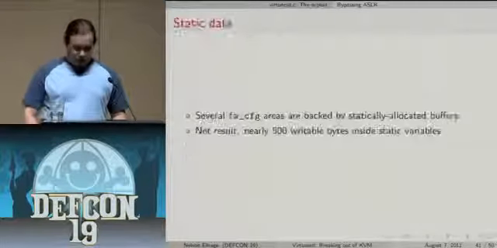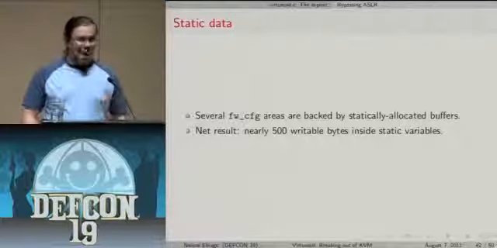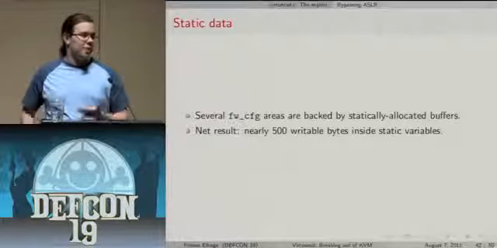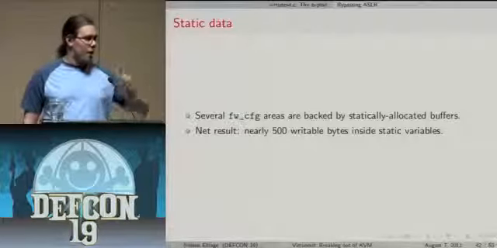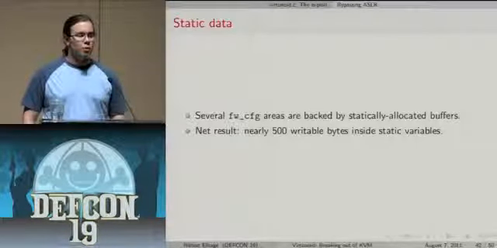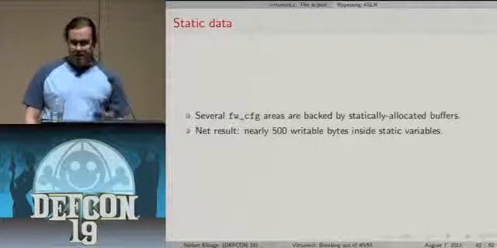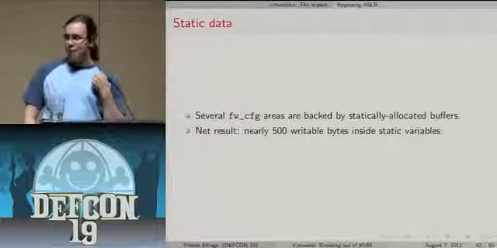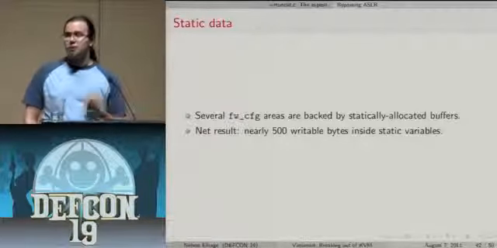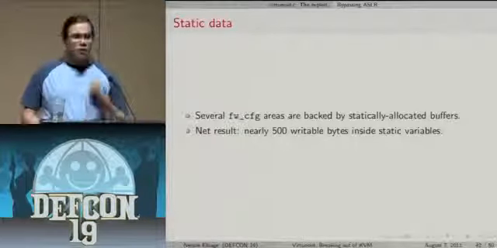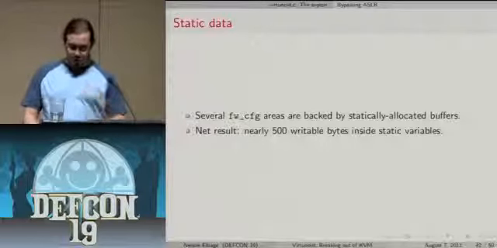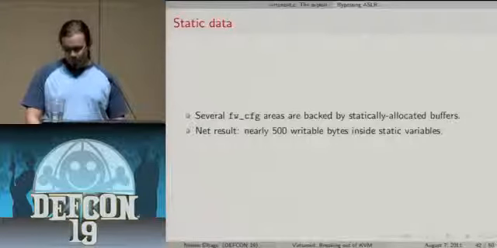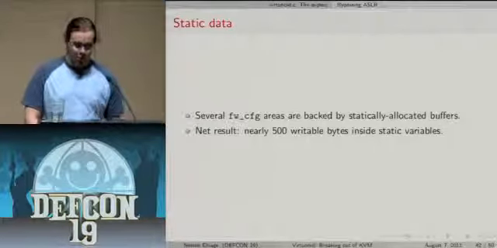And conveniently, several of these tables are backed by statically allocated buffers inside the host. Which means, again, assuming no PIE, they're loaded as part of the ELF binary at fixed addresses, which means that we can write to them and we get nearly 500 bytes of writable data at a fixed, static, predictable address, even under ASLR. So that's enough that we can inject our fake timers, our fake structures into that space rather than into the backing memory map.